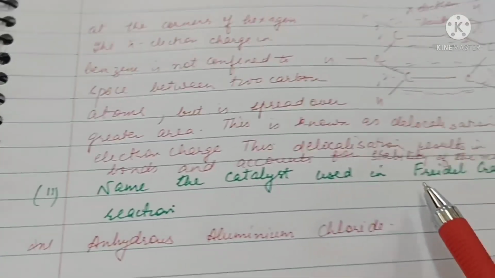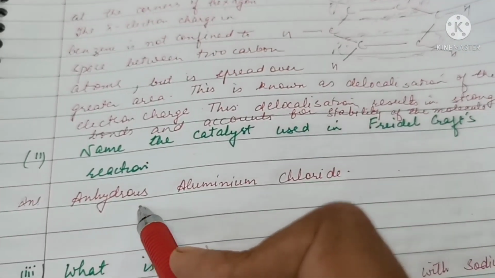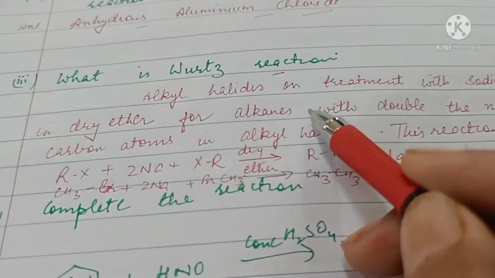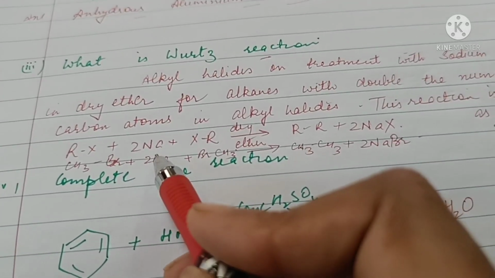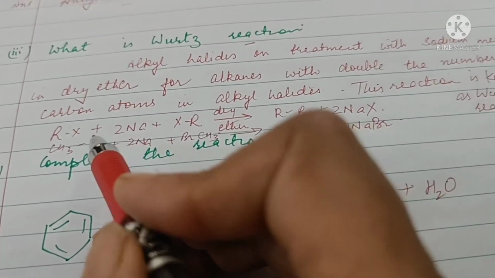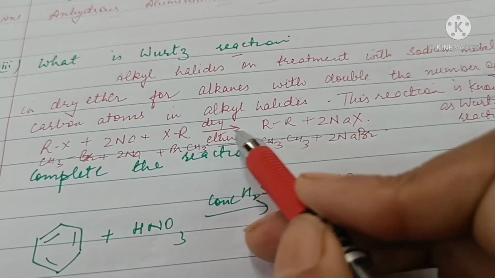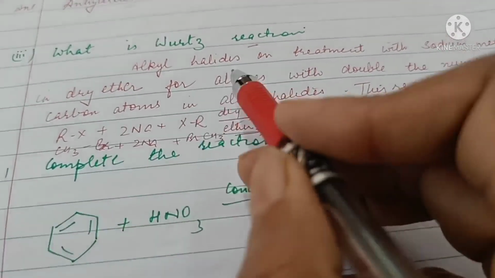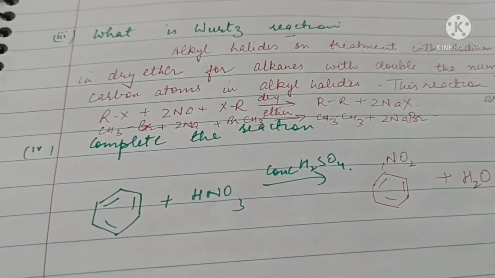Name the catalyst used in Friedel-Crafts reaction. It is anhydrous aluminum chloride. What is Wurtz reaction? Alkyl halides on treatment with sodium in presence of dry ether will form an alkane with double the number of carbon atoms in the alkyl halide. This reaction is called Wurtz reaction.